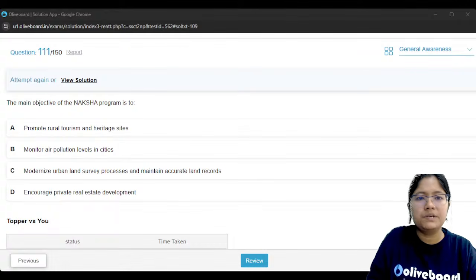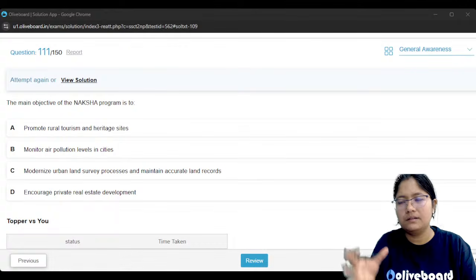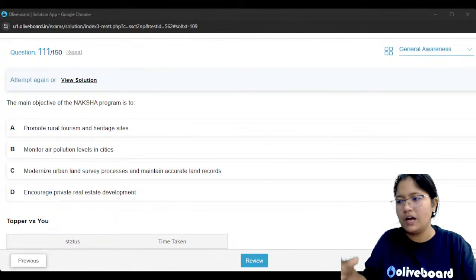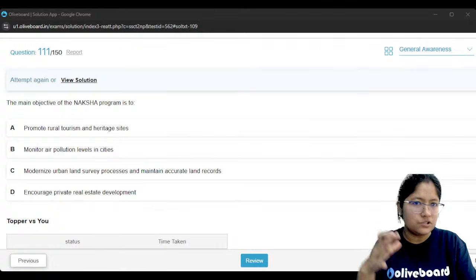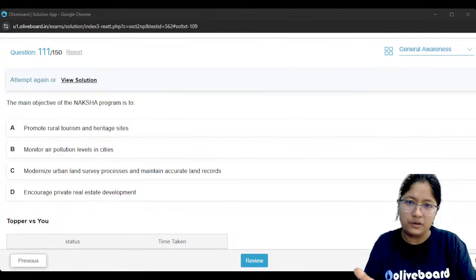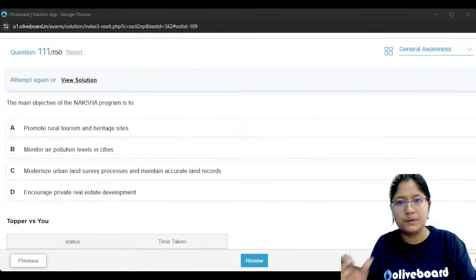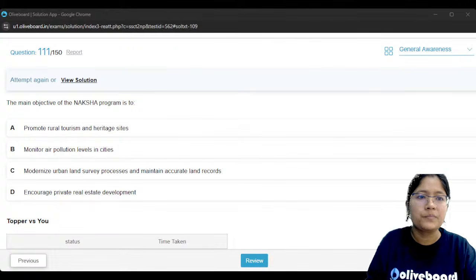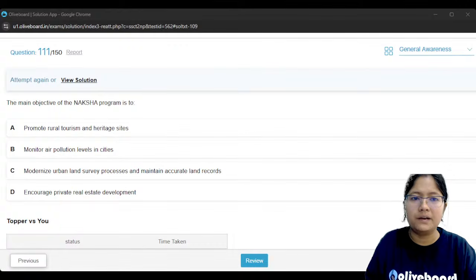Okay. Naksha means, in Hindi we say that the naksha of this particular land has to be passed to make a house in that particular land, right? If it is a myadi land, or if it is the permanent holding land, right? So what is that? Is it to promote rural tourism and heritage site? No. Then monitor air pollution levels in cities? No.